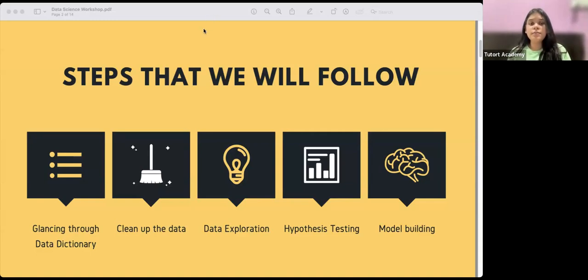Right. So the very first thing that I want everyone to be clear with is the steps that we are going to follow. We have very basic steps. We need to have a quick look at the data, clean up the data, explore the data, do our hypothesis testing, and lastly, build a model. So it looks very simple, right? Looks very simple to everyone.